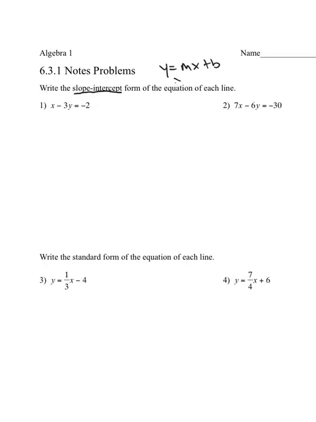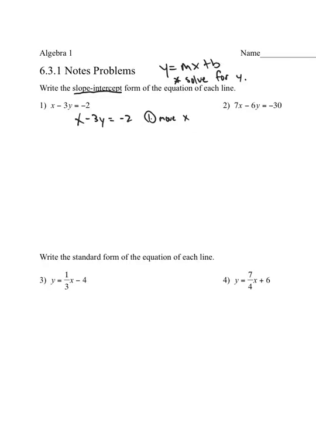So what are we doing, guys, here? We've got to solve each of these equations we're given. We've got to solve for y. Get y by itself. Okay? So how are we going to do that on number 1? We've got the equation x minus 3y equals negative 2. So first step, let's get rid of the x. Step 1, or not get rid of it, I suppose. We're going to move the x terms.